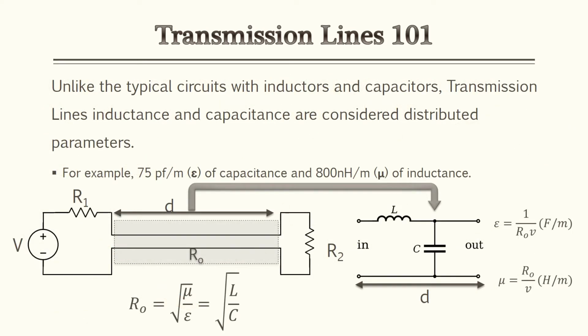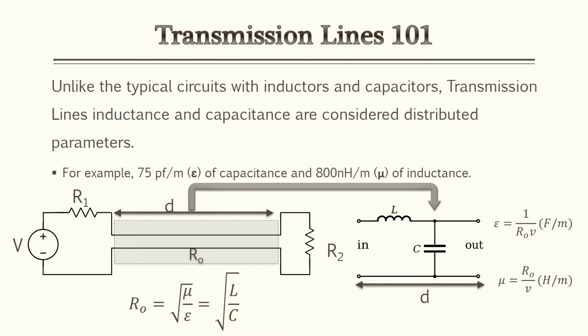Unlike typical circuits with inductors and capacitors, in transmission lines, inductance and capacitance are considered distributed parameters. Think of that whole long coaxial cable. It is, in a sense, a long inductor and a long capacitor going down the whole line. That's what it means by distributed down the whole line. So if you look at the illustration below, we have that same depiction you would see in a problem, but also to the right, we have an inductor and a capacitor, representative of that whole distance of D.